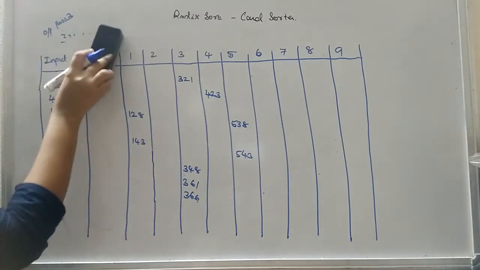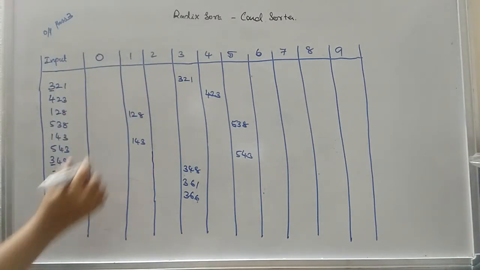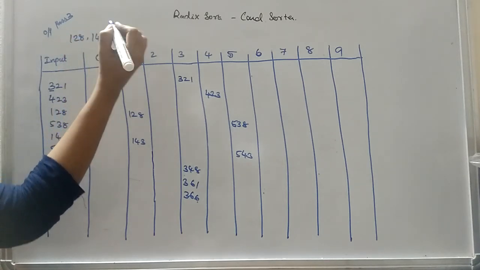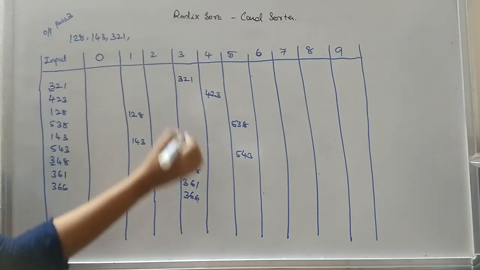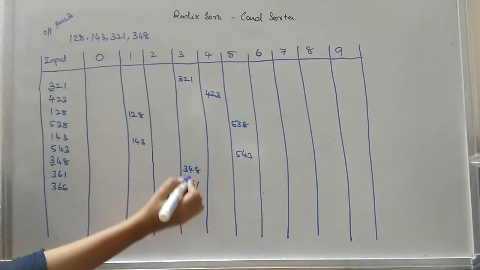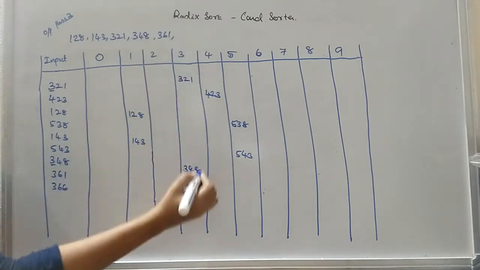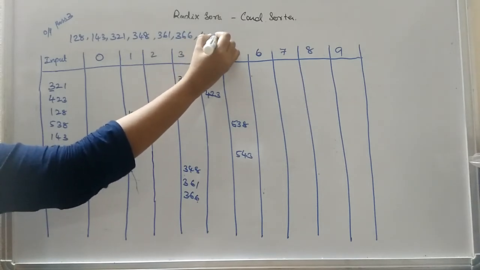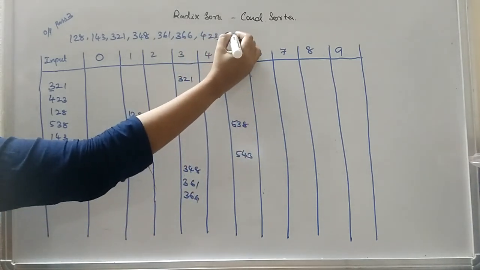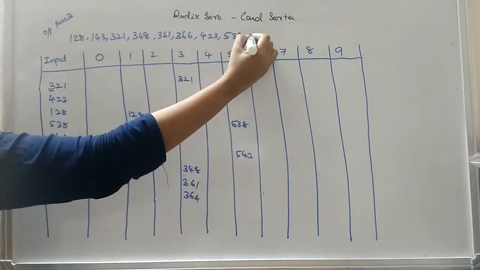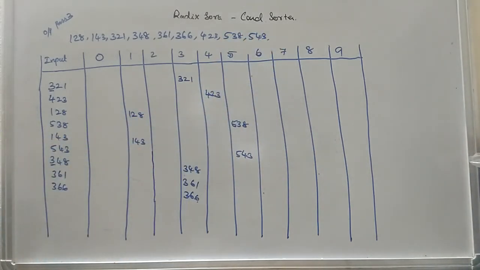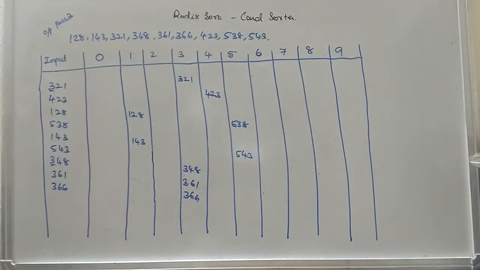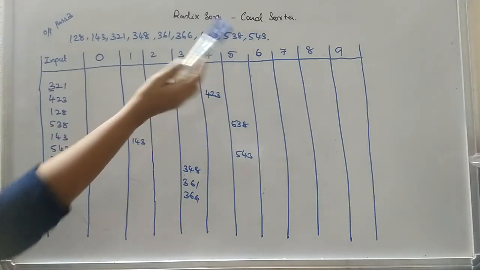I'm erasing it. Okay. Now you can write it in this order: 128, 143, and then 321, next 348, 361, 366, and then 423, 538, then 543. Okay, so now you just look into this list of numbers. All the numbers are in sorted form.